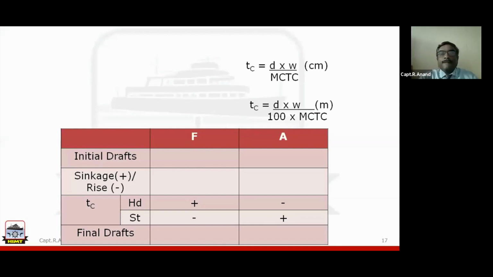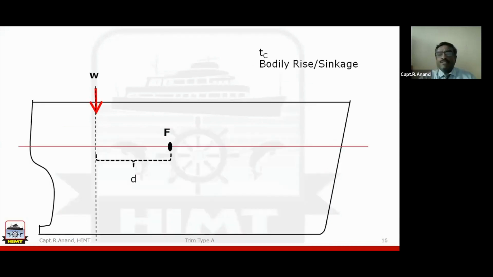Now, please remember, we have to be very careful here. This is the change in trim. It doesn't matter what is your present trim. This is going to give you the change which is going to happen. Now, based on this example which we got here, can you tell me whether the trim change is going to be by stern or by head? By stern, because I'm loading some weight aft of the fulcrum. So the trim change will be by stern.